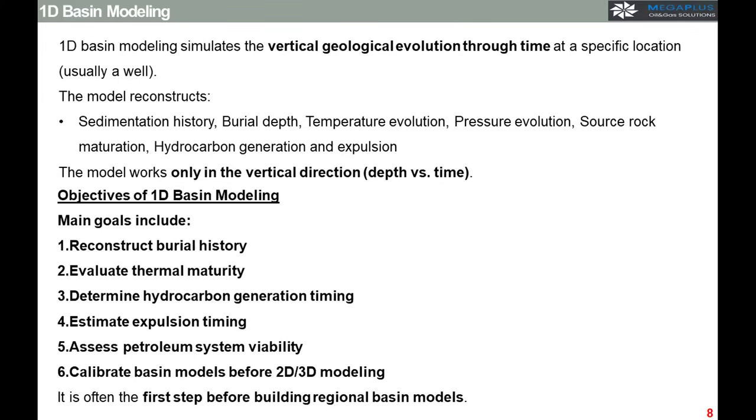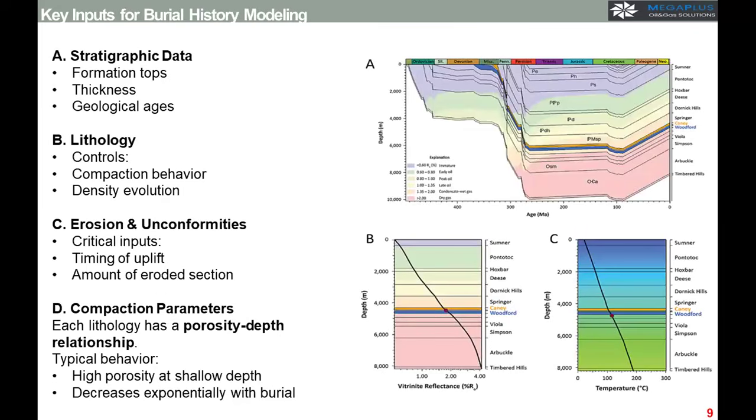your 3D Bayesian modeling. The key input data for the 1D model: you always need stratigraphic data, lithology, erosion and unconformity, and compaction parameters. On the stratigraphy, you need formation tops, thickness, geological ages, lithology control, compaction behavior, and density evolution. You need it from the sonic log or density log.